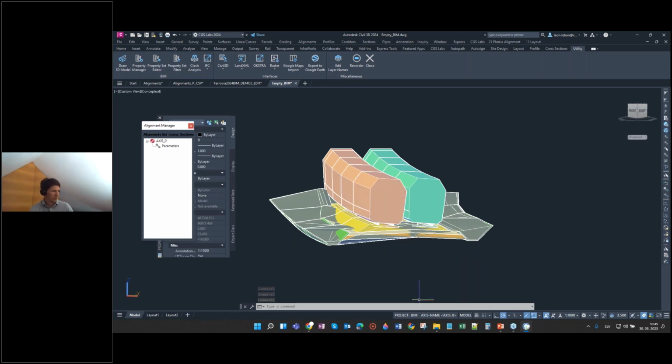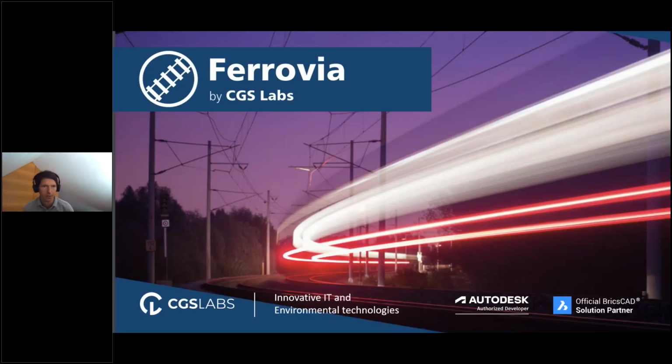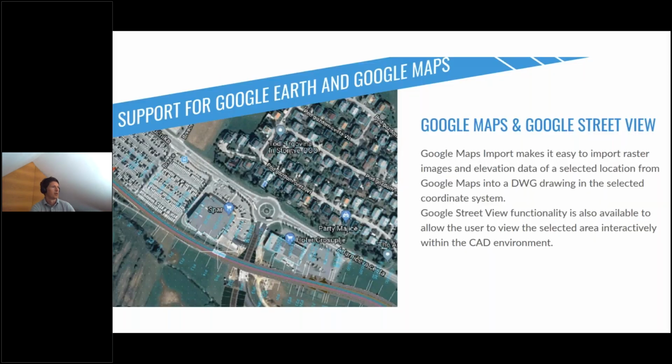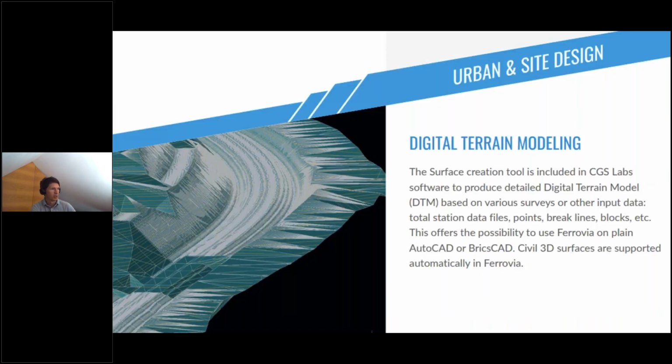Okay, good. I think you got the idea here of what can be done with Ferrovia, with your current 2D drawings, to go to 3D and BIM within a couple of commands, actually. Just a few things which need to be mentioned. Google Maps was already mentioned, so we won't stop here a lot. What is important is the digital terrain models.